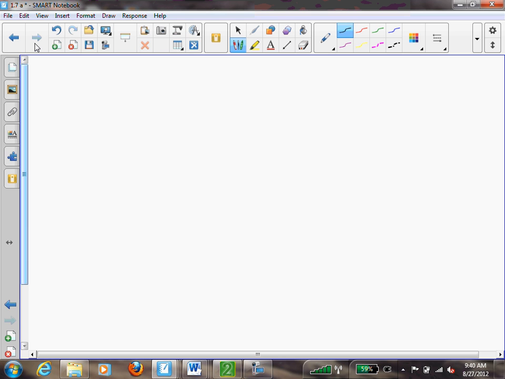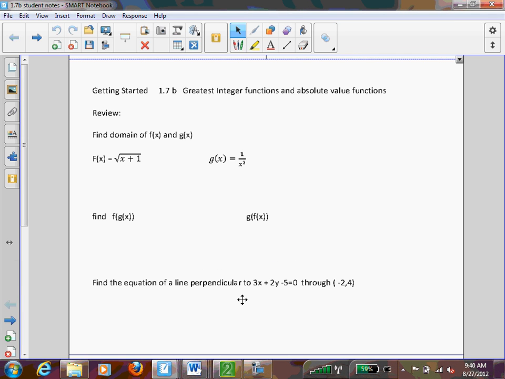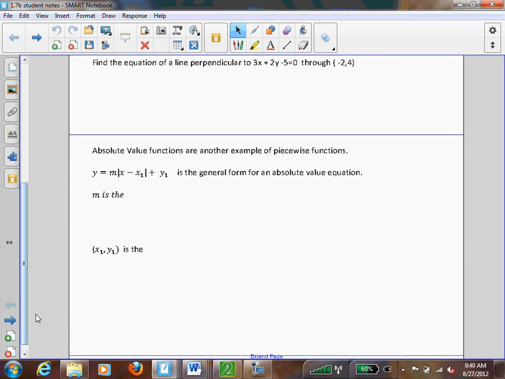Okay. Let's go to the B one. I'm hoping y'all have the right B one now. I have this with B. And we're going to skip the first part and come down to here, absolute value functions. Does that look good? Okay, so do you remember this from last year?